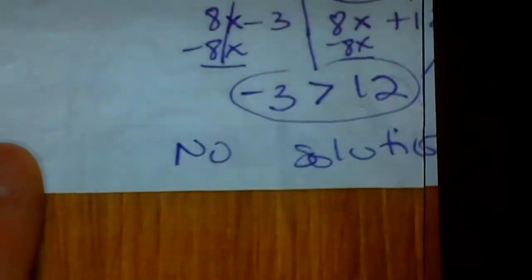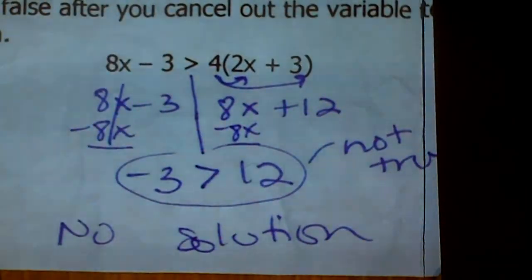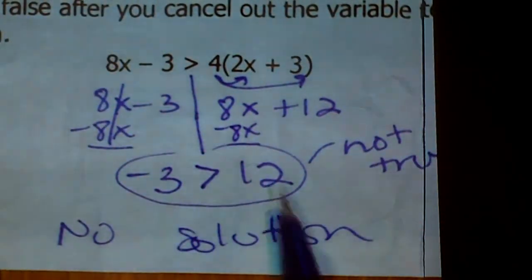I got nothing for no solution. Sorry. All right, so negative 3 is not greater than 12. No solution for that one.